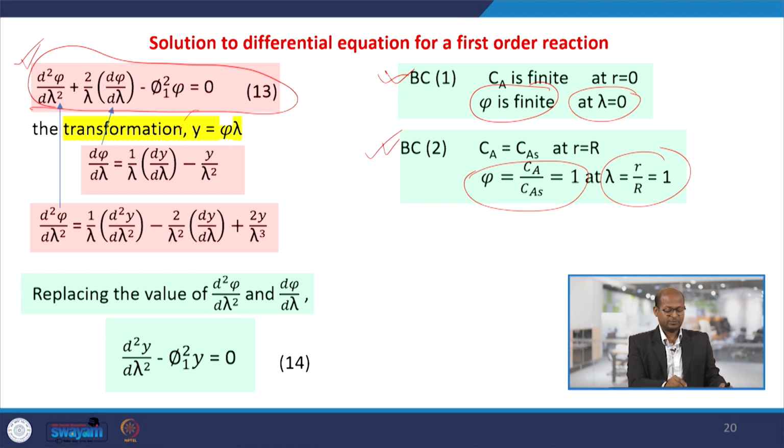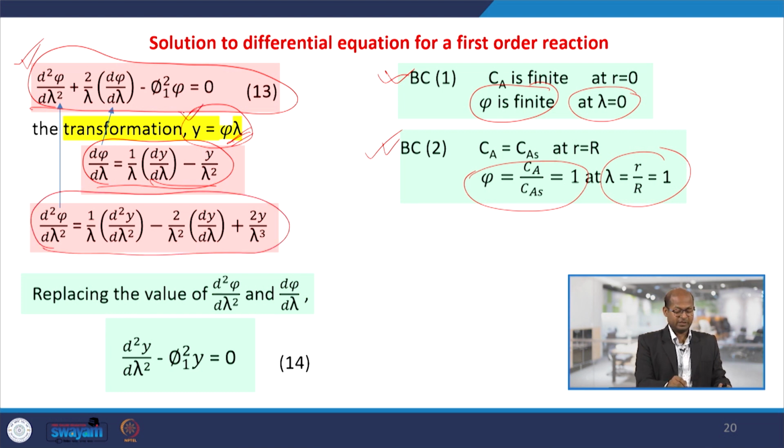Now we express this equation in terms of y equals psi times lambda, or phi times lambda. If you differentiate this, we get d psi by d lambda equals this, and if you differentiate again we get this, which is where we started.